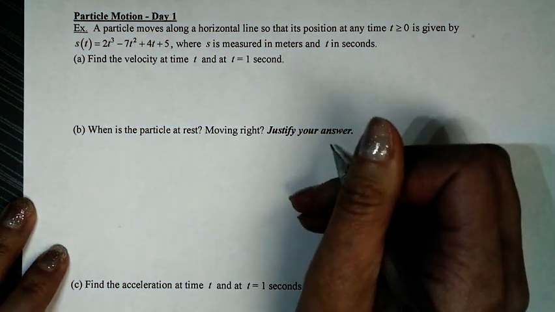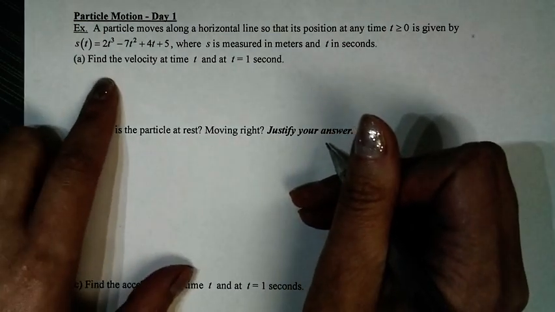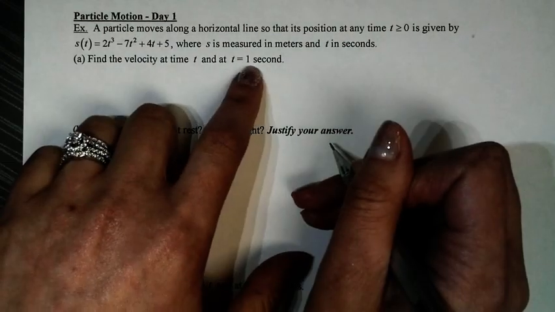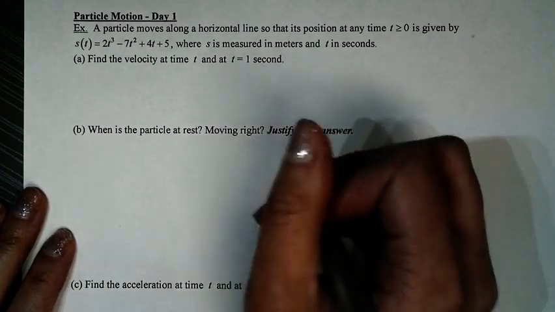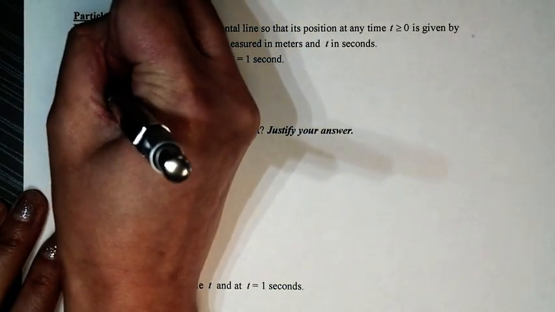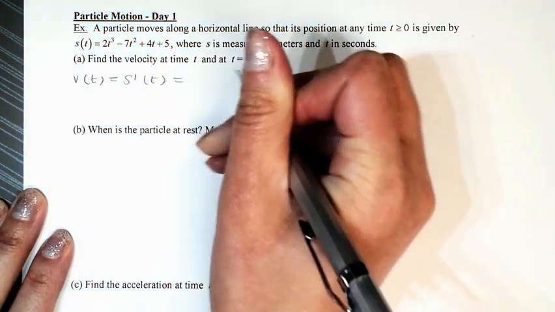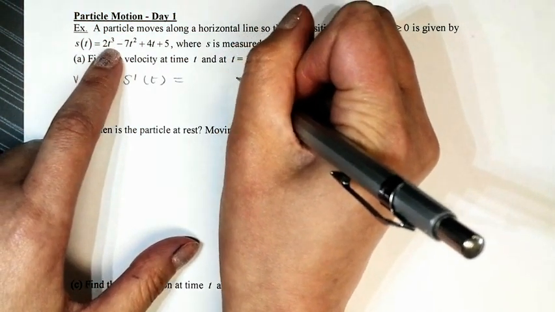So what are we going to do here? Since they gave you the equation of position, they are asking you to find the velocity at time t and at time t equals 1 second. So what we're going to do here is connect position with velocity. Velocity is going to be the derivative of position. With this idea, we can find velocity pretty easily from the equation of position.